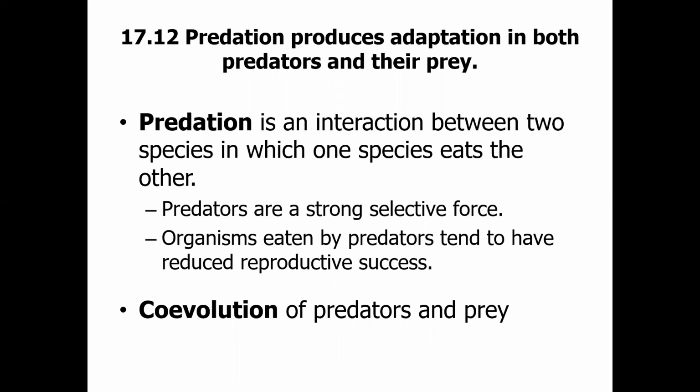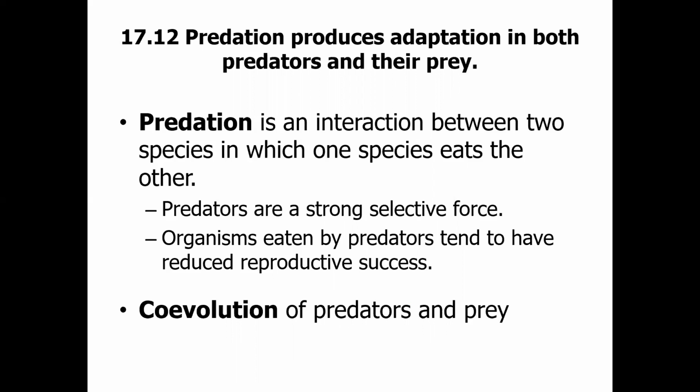Okay, so with coevolution, we talked about coevolution interacting between species, and we talked about a sort of beneficial example with the orchid and the moth. But another type of coevolution that occurs is with predation. So predator and prey are a relationship, and predation is just the interaction where one species eats the other species. The prey is eaten by the predator.